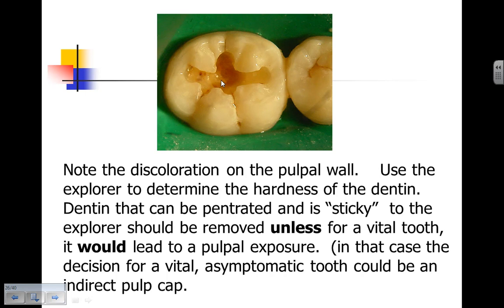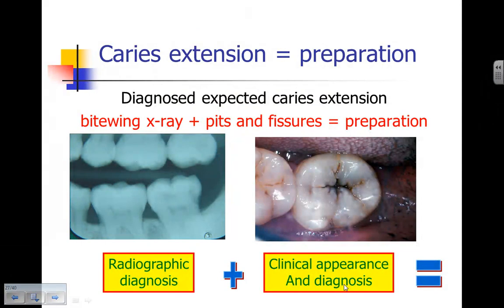Our decision to do an indirect pulp cap would be based upon: is the tooth vital? Is the tooth asymptomatic? Radiographically, on a periapical, do we see no evidence of periapical pathology? In that case, for a very deep carious lesion, we might do an indirect pulp cap, following the principles we described in earlier seminars and lectures on direct and indirect pulp capping and vital pulp therapy.